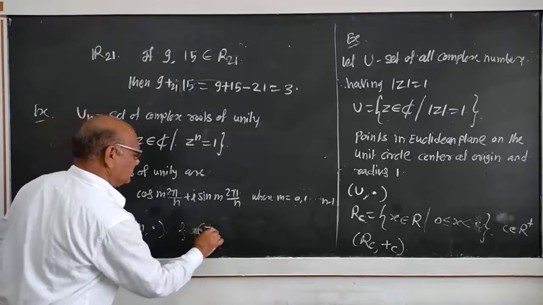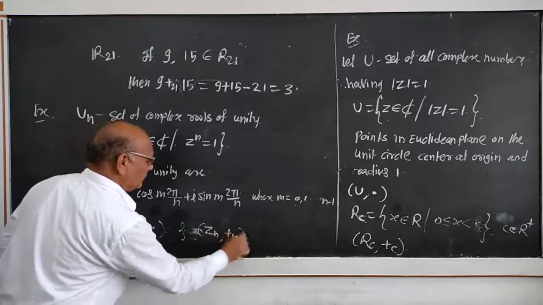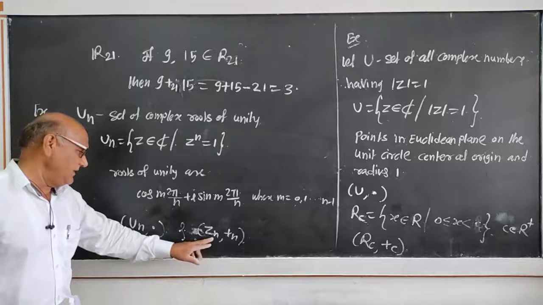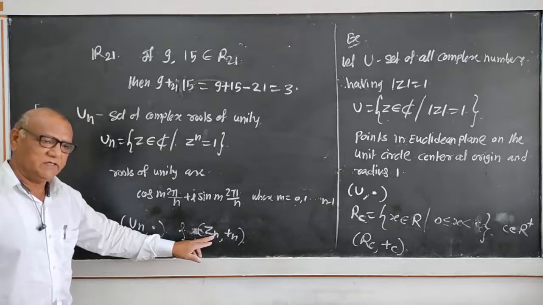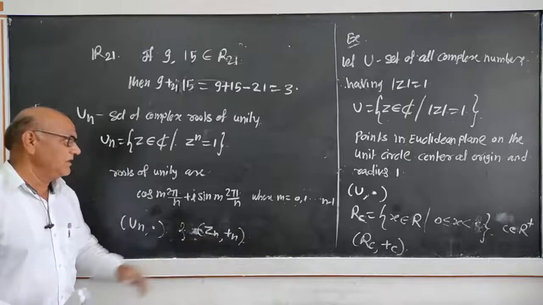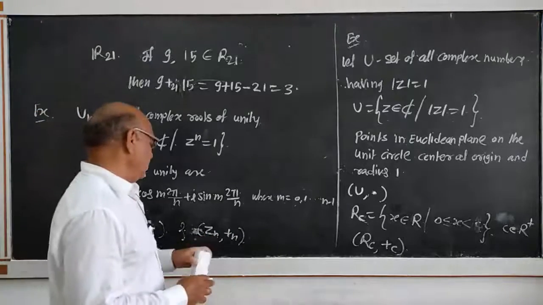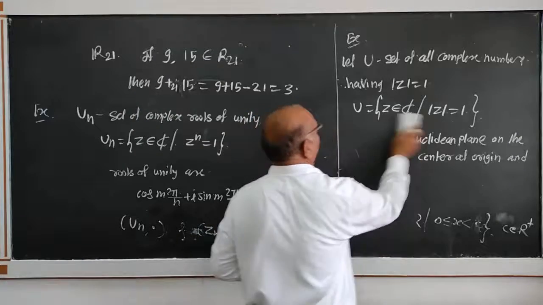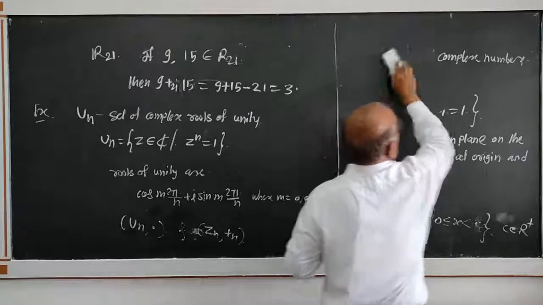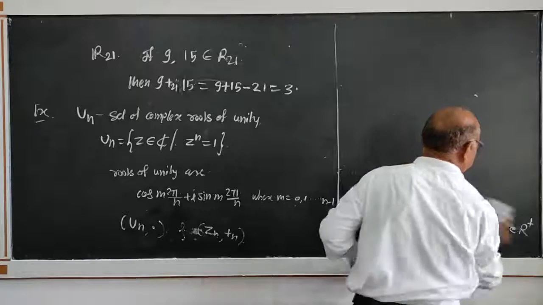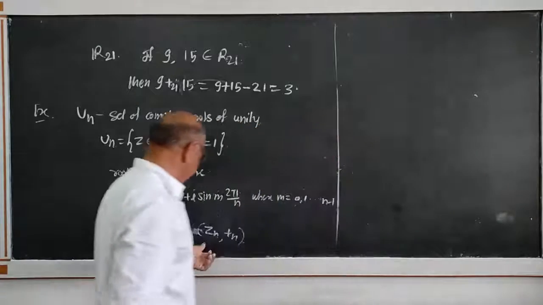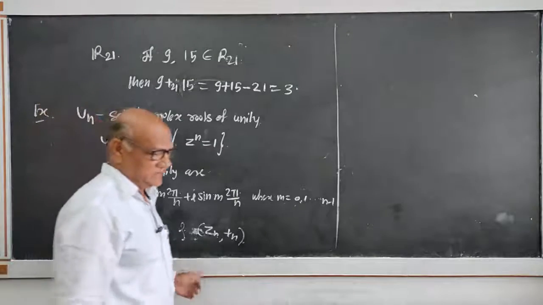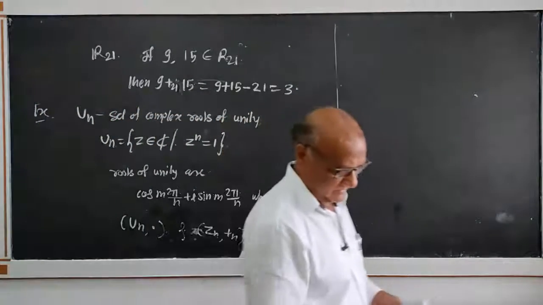Another binary structure is Z_n with addition modulo n. It also contains n elements. Z_n is the set of integers modulo n. And these two binary structures are isomorphic.